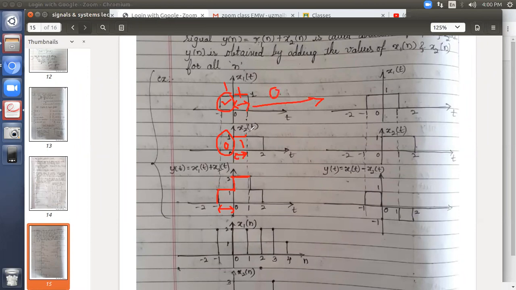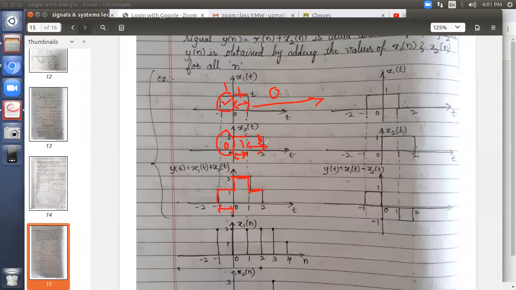But however, x2 of t, if you see the next time, here the amplitude is 1 again. So 0 plus 1, you will get 1 only. Hence, here now we are at 2. We want it now at 1. So come below, take a step below, constant 1.